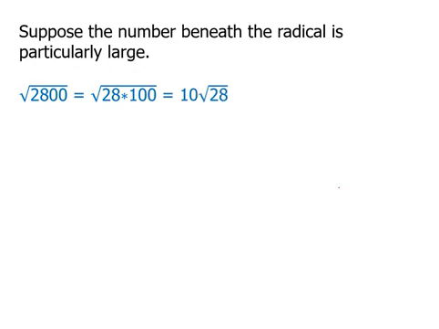So square root of 100, of course, is 10. So this just becomes 10 root 28. But 28 I can also simplify. That's 4 times 7, and the square root of 4 is 2. So it's 10 times 2 root 7, or in other words, 20 root 7. And that is, in fact, the fully simplified form of the square root of 2,800.